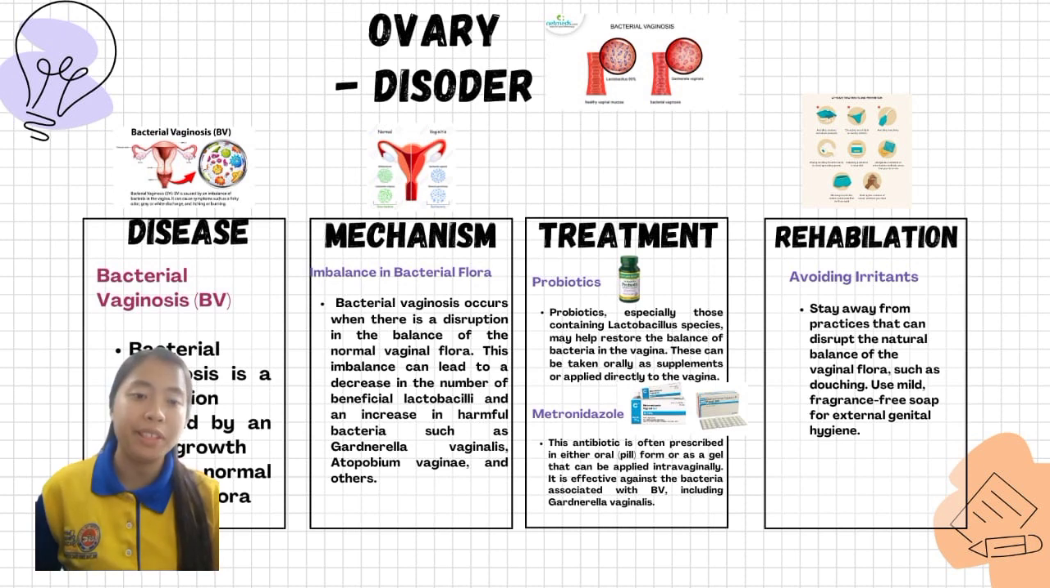The rehabilitation for BV is avoiding irritants. The patient must stay away from practices that can disturb the natural balance of the vaginal flora, such as douching. Use mild, fragrance-free soap for external genital hygiene.